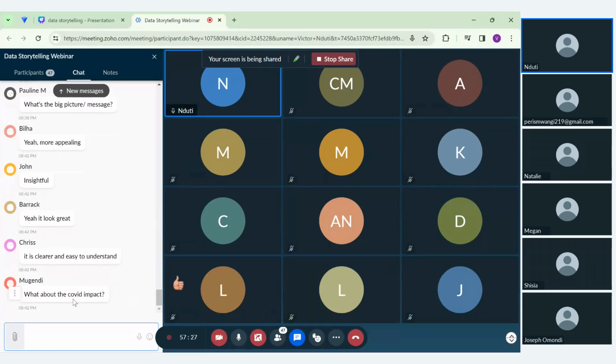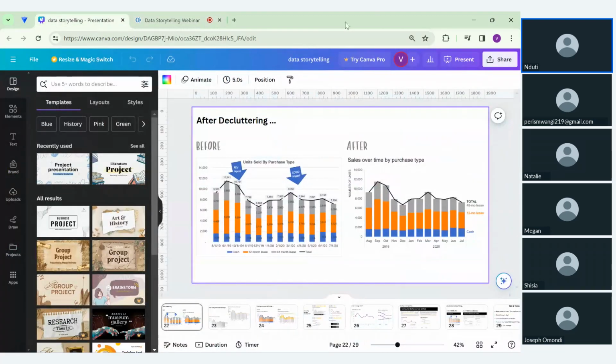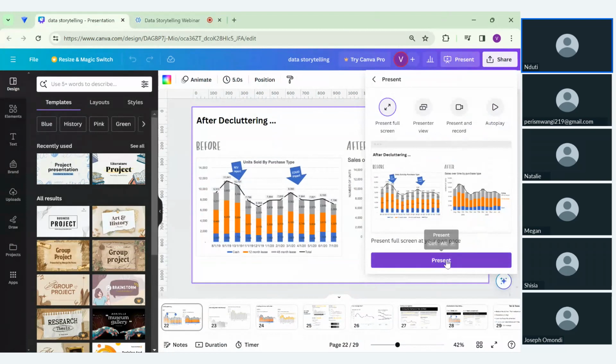What about the COVID impact? So we've surely lost some information. Very nice catch, Mugan. We've lost some COVID impact, and we might have to find a way of incorporating it. But also, we have to find a balance between, is that the information we want to put across? Is it part of the information? So interesting. We'll see. Let's keep working on it. Great.